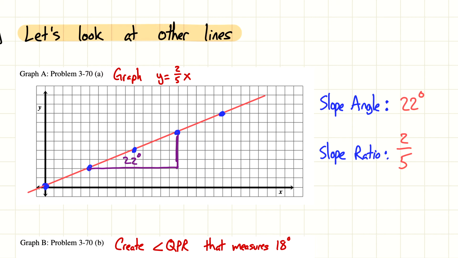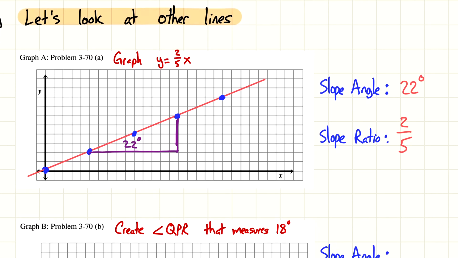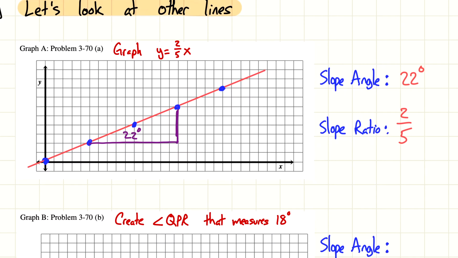What you should notice relates to the previous problem. The previous one had 11 degrees and the slope ratio was 1/5. But this one is 22 degrees, twice as big, and 1/5 now became 2/5, twice as big. So you can see as the angle gets bigger, the slope ratio is going to get bigger as well. And so these are approximations. They're not exact, but they're pretty close.